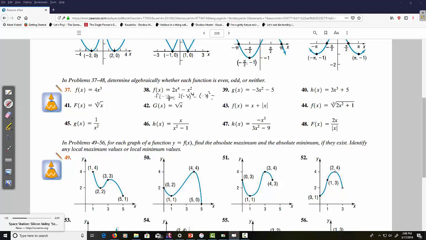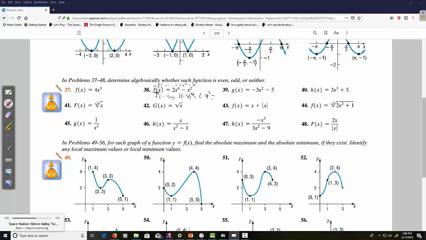This is even. For odd, I'd have to multiply the whole thing by a negative. If I did that, negative f of x would be negative 2x to the fourth plus x squared. That's not the same thing as the original function, so it is not odd. You might say, well, that was even because its powers were all even. Is that what you mean by even functions? Well, certainly a polynomial function like this that has only even powers will be even. And a polynomial like this that has only odd powers will be odd.